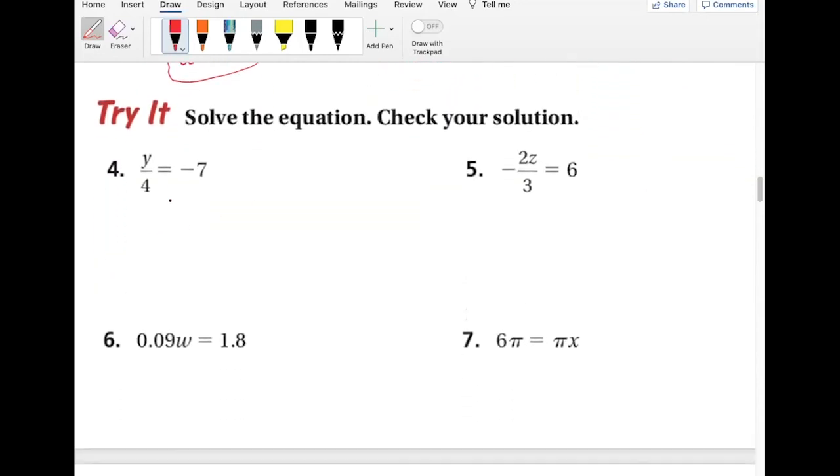Okay, here are some for you to try on your own, and then I will go through them. If you want to pause the video, you can check it together. All right, this one here, y divided by 4 equals -7. You wanted to multiply both sides by 4 so that these cross cancel, and you should have got y equals -28.